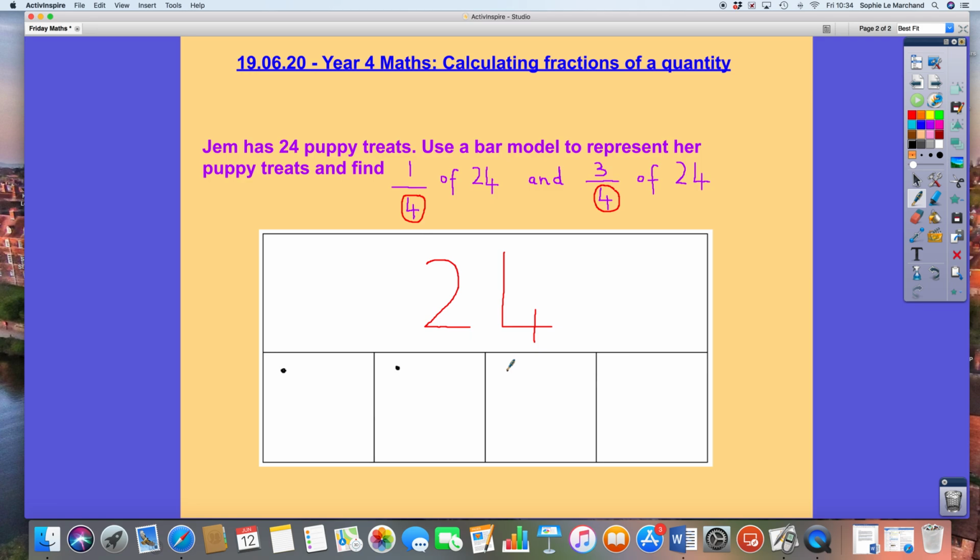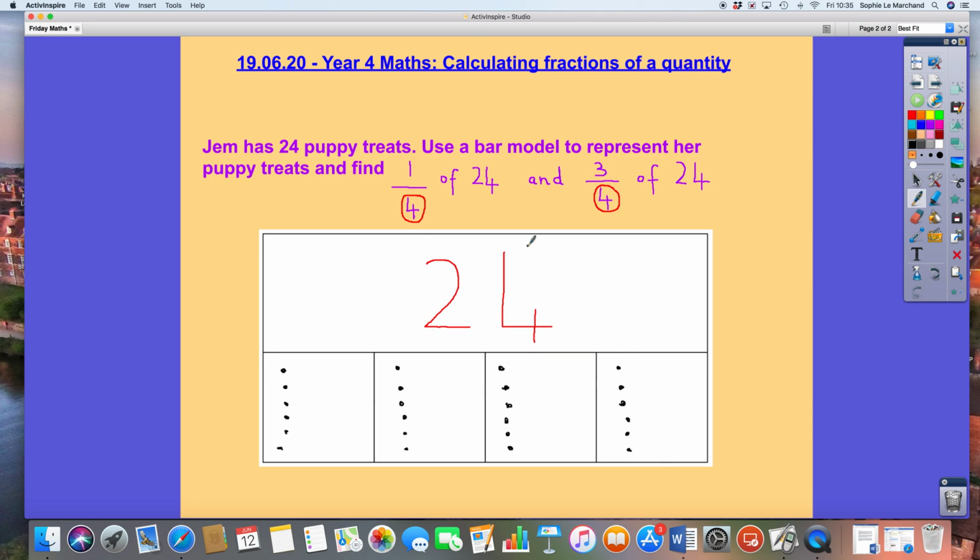1, 2, 3, 4, 5, 6, 7, 8, 9, 10, 11, 12, 13, 14, 15, 16, 17, 18, 19, 20, 21, 22, 23, 24. So now those dog treats have been shared into 4 equal parts.